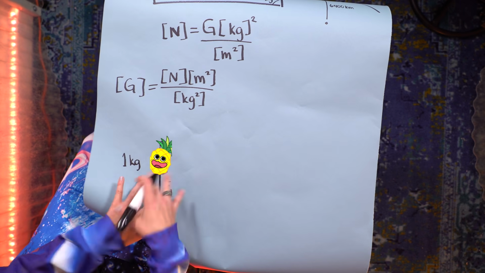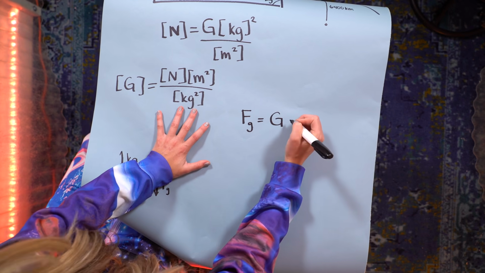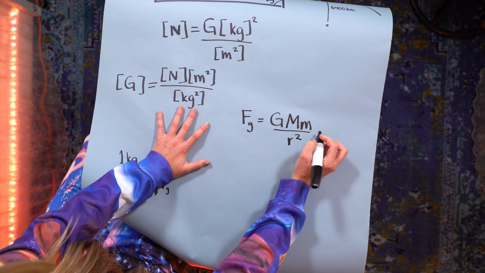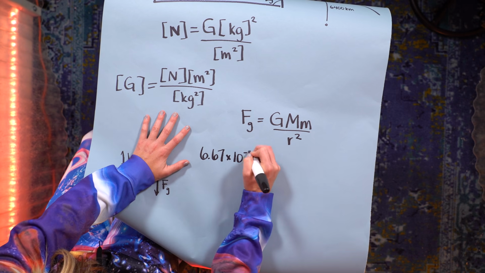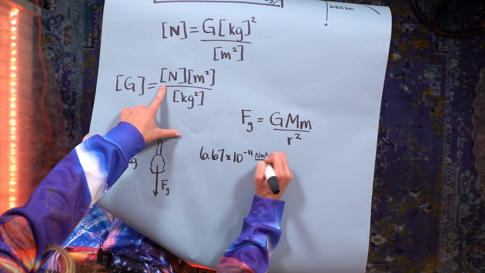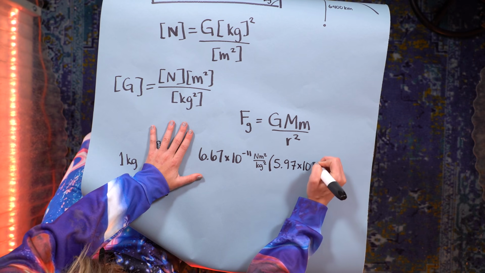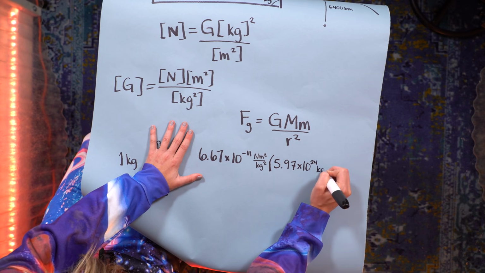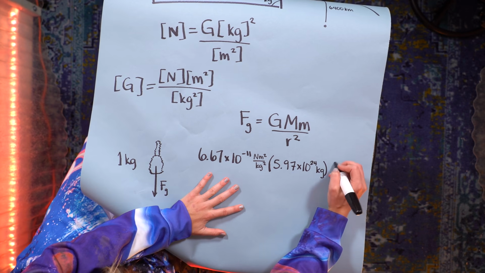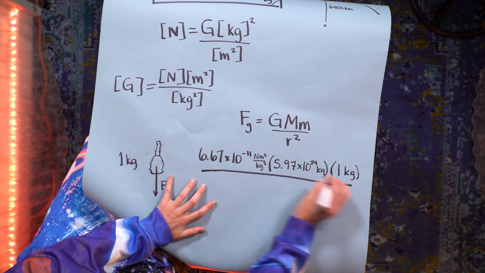So simple. We know that the force of gravity is going to be the gravitational constant. So F of G is the gravitational constant times the two masses divided by the distance between them. The gravitational constant is 6.67 times 10 to the minus 11. Units are Newton meters squared per kilogram squared. And then the mass of the Earth, gotta look it up, but it's 5.97 times 10 to the 24 kilograms. That's a big old planet. And then the mass of our pineapple, 1 kilogram, over, and then the distance between them.